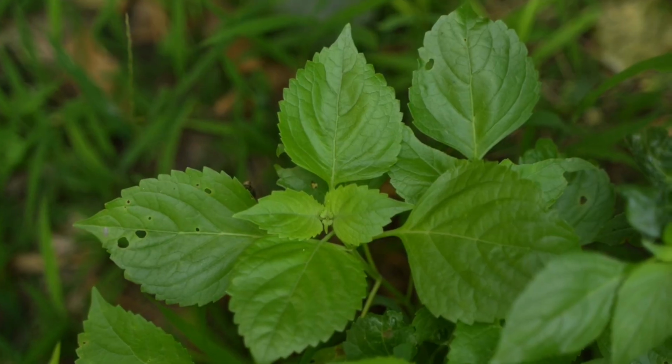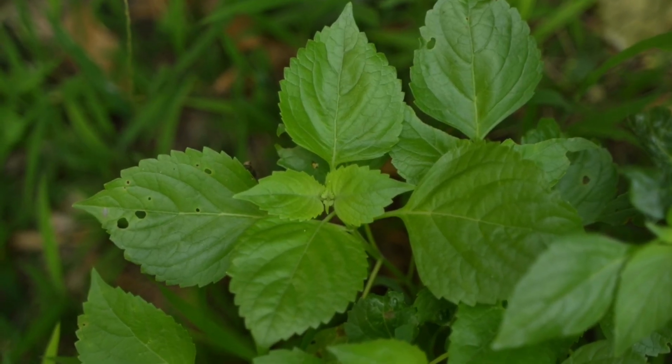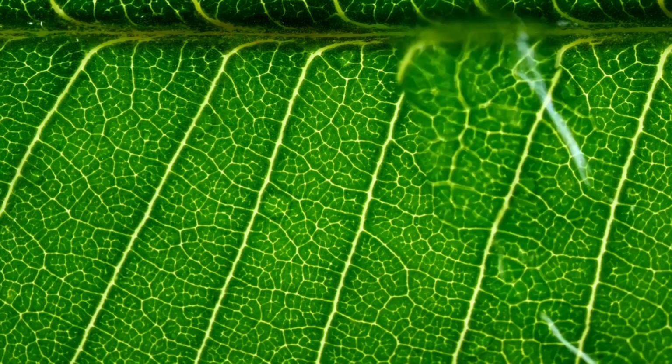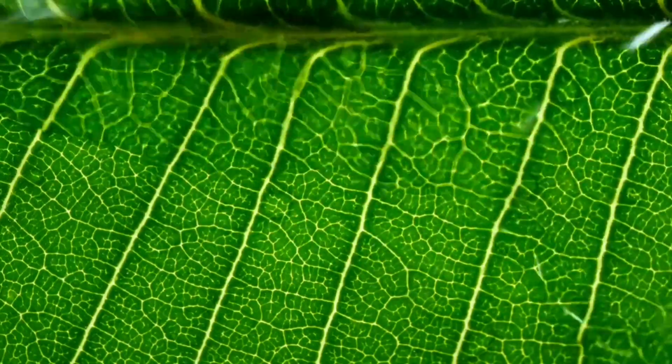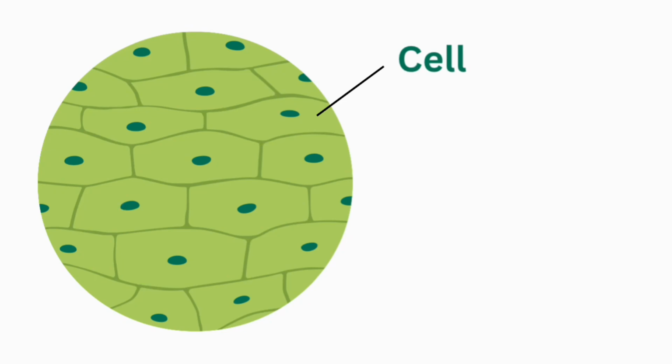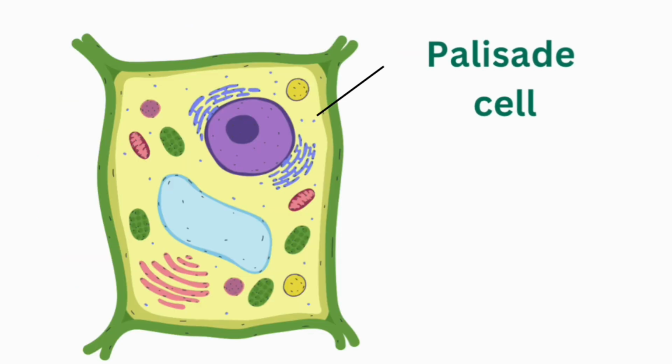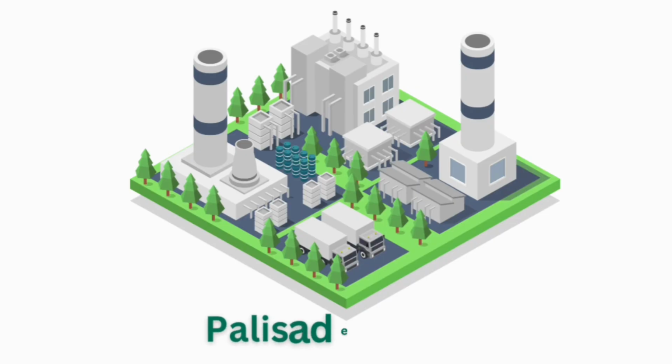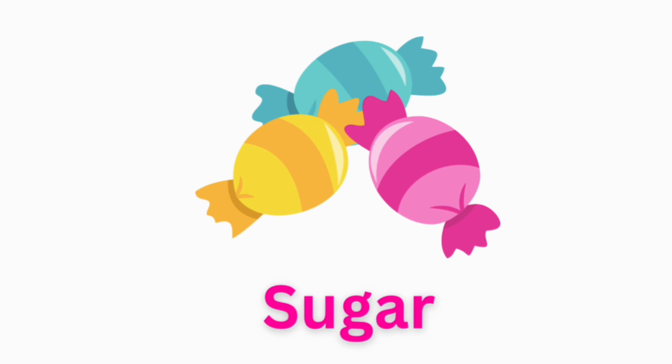If we're going to understand photosynthesis, we need to look at the leaf of a plant. If you zoom in on a leaf using a microscope, you will see it's made of cells. The cells in the top of the leaf carry out lots of photosynthesis. These cells are called Palisade cells. You can think of each of these cells as a little factory, so let's call it the Palisade factory. And the Palisade factory's job is to make sugar.